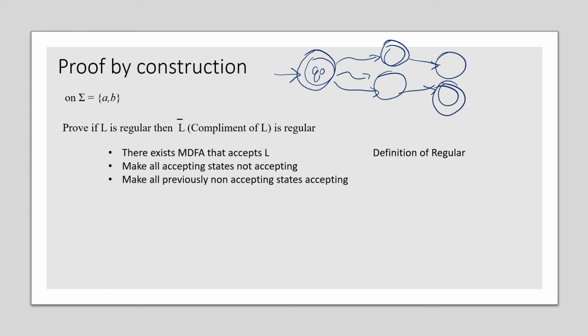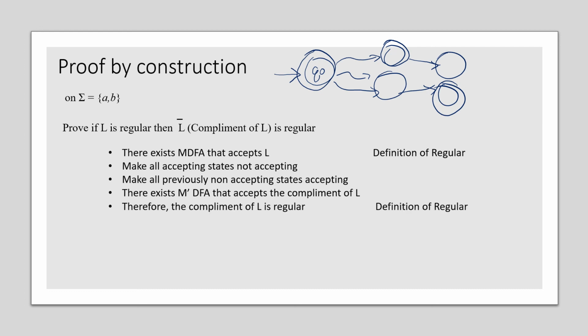The accepting states that accepted my language are not accepting anymore. So the complement would be that the ones that previously were not accepting are now accepting. So therefore, I have now created a DFA that accepts the complement of L, and therefore the complement of L is also a regular language.